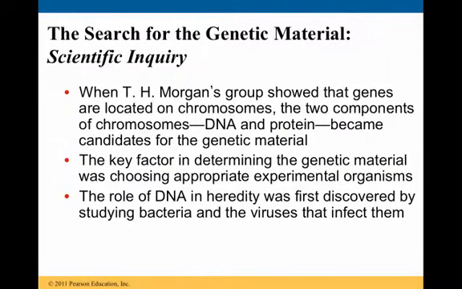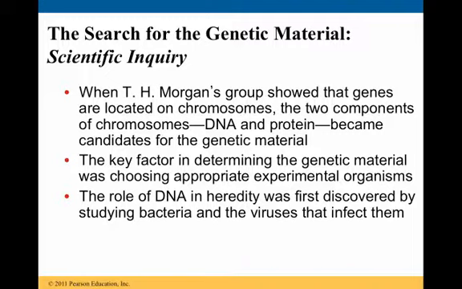All right, so I mentioned Morgan. His group showed that genes are located on chromosomes. So genes are little sections of chromosomes, and there are components of chromosomes, the DNA and the protein, and each of those was a candidate for genetic material. So we didn't really know which piece was contributing the genetic information, but we knew they were both there.